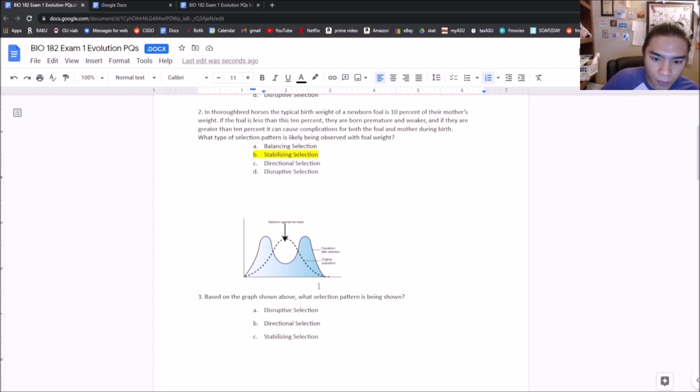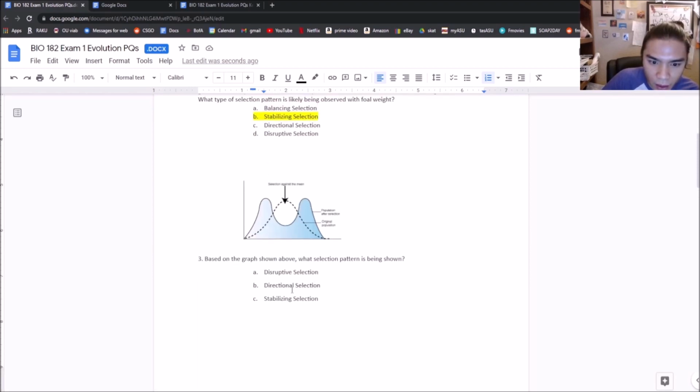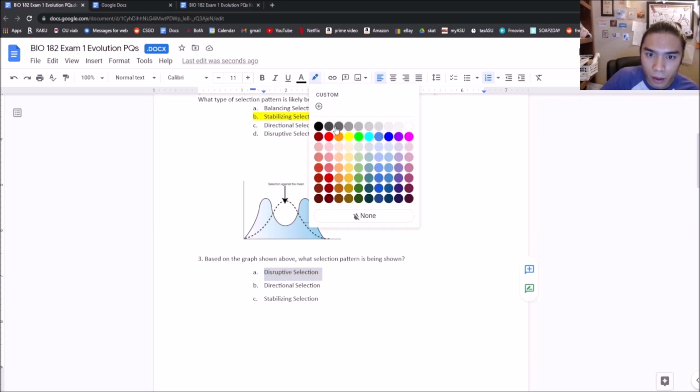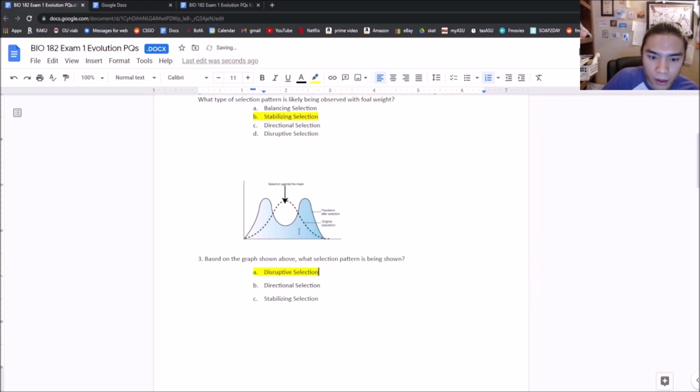But whatever, it looks like the extremes are being favored. So that's definitely not stabilizing selection. That's not really directional selection because it's not moving towards one in particular. It's disruptive selection. It disrupts the mean. So disruptive selection favors the extremes, so the low and the high.